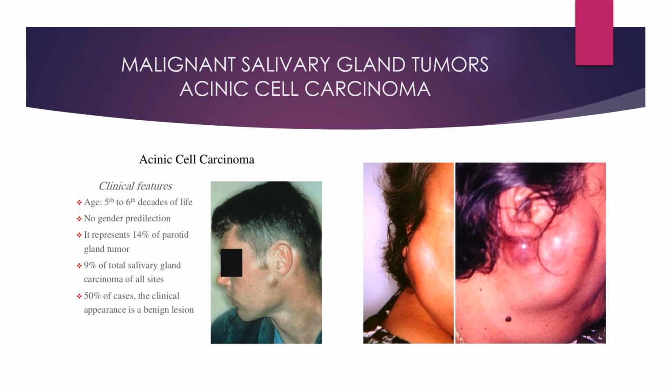In 50% of the cases, the clinical appearance is a benign lesion. So it looks like it's benign. The one on the right-hand side is pretty extensive, and that would probably indicate more like a malignant lesion. But generally, initially, it will appear as a benign lesion, and then will have to be biopsied to determine if it is or isn't cancer.